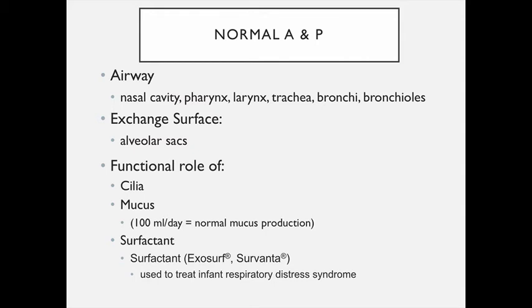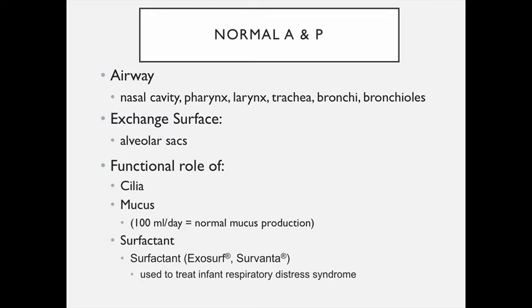So what surfactant is, it's essentially like a detergent, and what it does is it decreases surface tension, which means it makes it so the alveoli can inflate without exploding and deflate without collapsing. Surfactant is, like I said, produced naturally. In the absence of surfactant, we have disease.